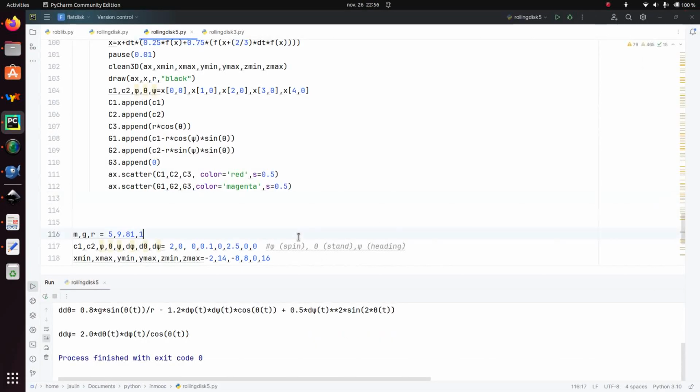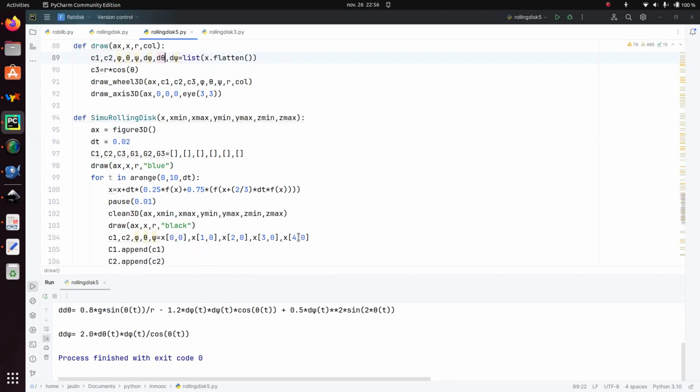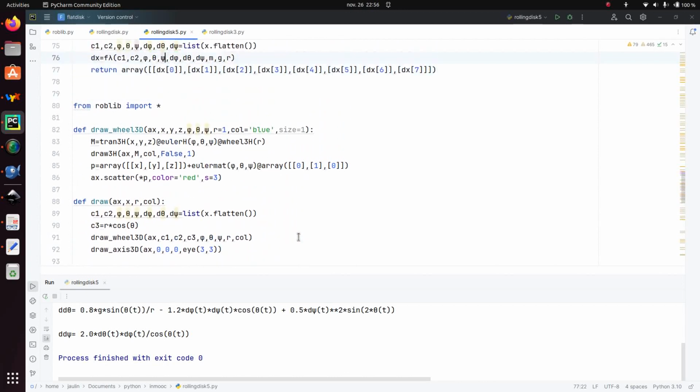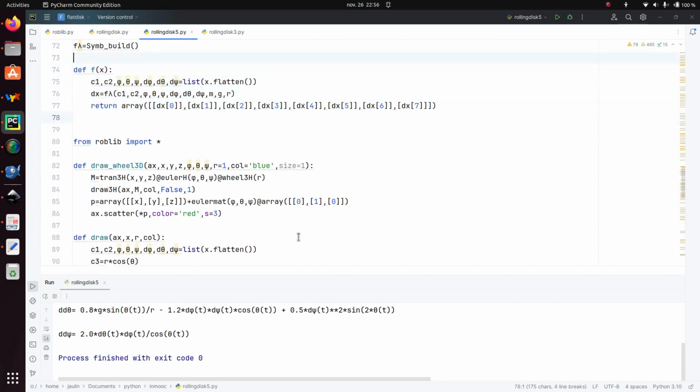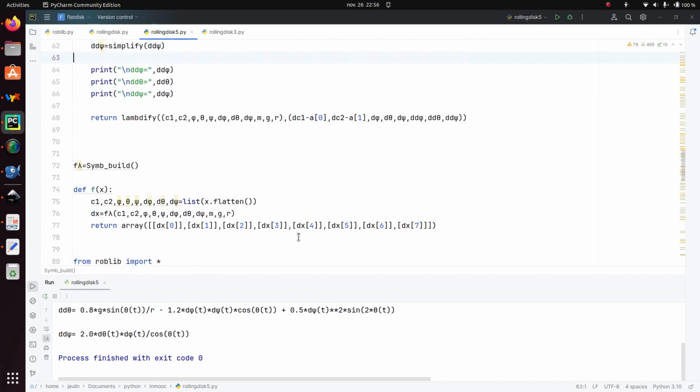So we can see in the program that we call the function f. The function f is given here and uses the function f lambda that has been built by a symbolic computation, and the expression has been lambdified here. So this procedure, SimBuild, returns a lambdified function corresponding to a symbolic expression.